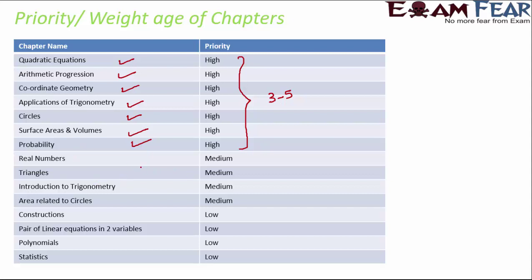Then we have the medium priority lessons like real numbers, triangles, introduction to trigonometry and area related to circles. For each of these lessons you can expect 1 to 3 questions or 2 to 3 questions per lesson. And then you have the low priority lessons like constructions, pair of linear equations in 2 variables, polynomials and statistics, where you can expect 0 to 2 questions in the entire question paper. Now, this analysis that we have done is purely on the basis of the pattern of questions that comes from different chapters and different years of board exams.